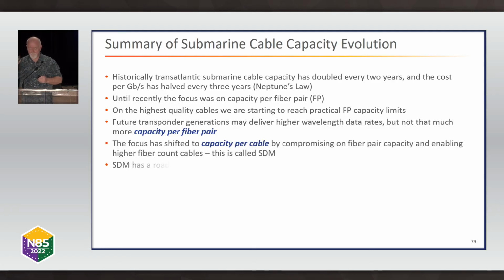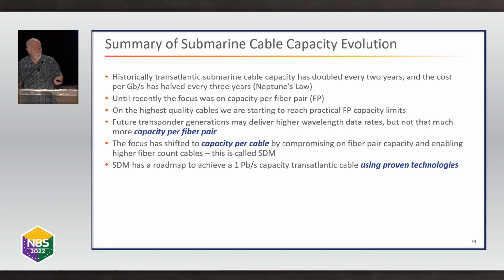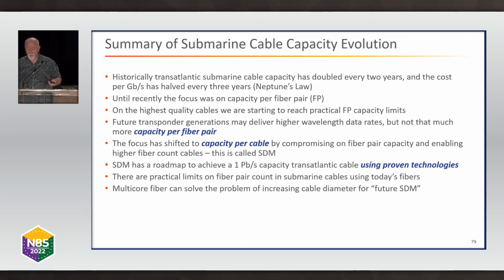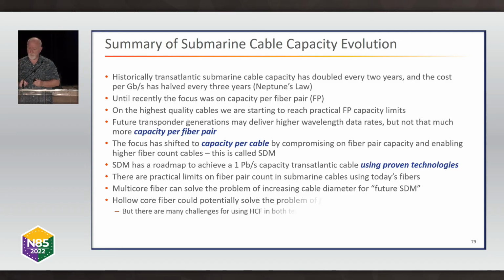SDM has this roadmap of architectural design that takes us to a 1 petabit per second transatlantic cable using proven technologies. It's only after that we need to start thinking about more advanced technologies like multi-core fibers and so on. And there are practical limits on the number of fiber pairs that you can put into a transatlantic cable. So multi-core fiber is very interesting, solves the problem of the size of the cables.